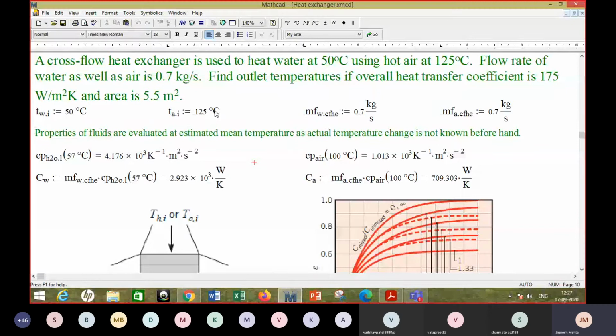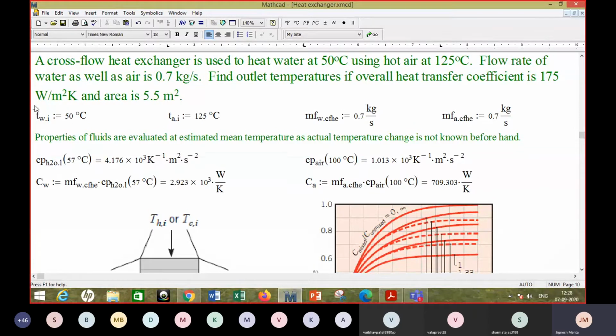So a cross flow heat exchanger is used to heat water at 50 degrees Celsius using hot air at 125 degrees Celsius. Flow rate of water as well as air is 0.7 kg per second. Find outlet temperatures. Overall heat transfer coefficient is given, so you don't need to find it: 175 watt per meter square Kelvin, and area is also given, right? But two temperatures are not known. The outlet temperature of water is not known, and the outlet temperature of air is also not known.